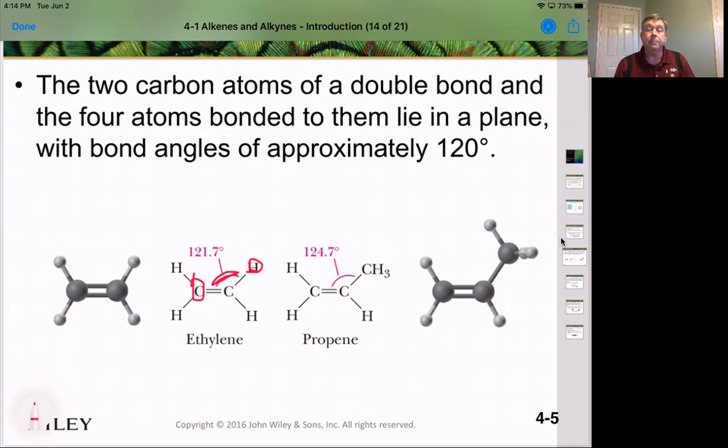This becomes even more pronounced once we switch out this hydrogen with a methyl group in propene, and we'll see that angle get even bigger. So we have a big carbon butting up against a big carbon, making that angle even bigger than the 120 degrees it wants to be. But overall, the carbons are approximately 120 degrees and they are trigonal planar.